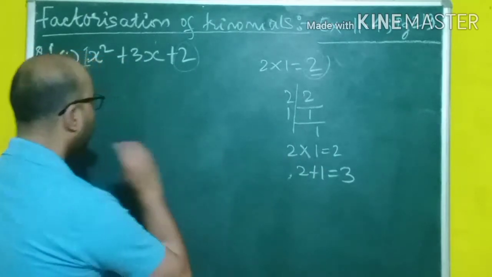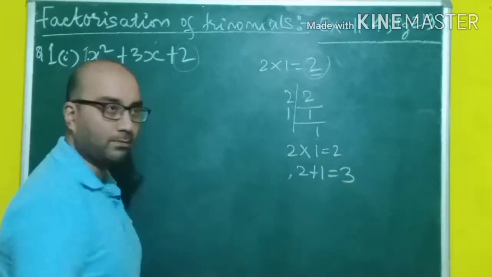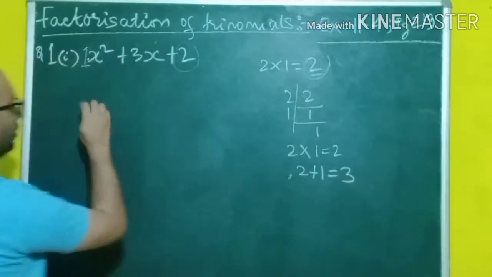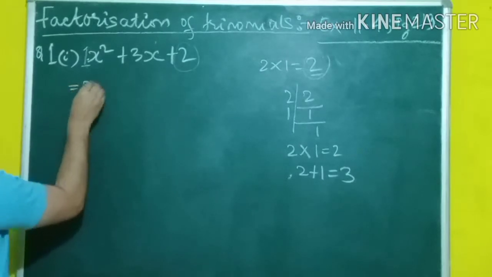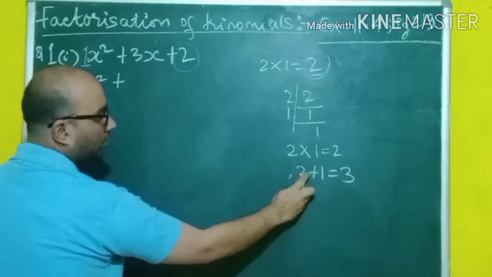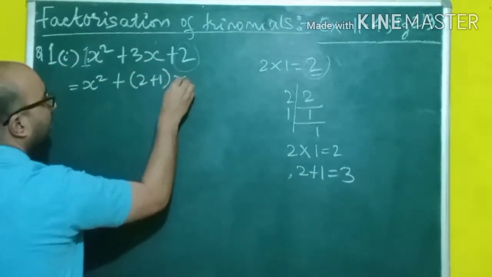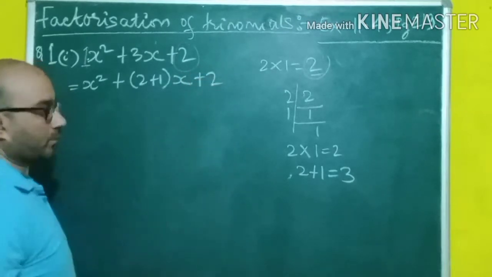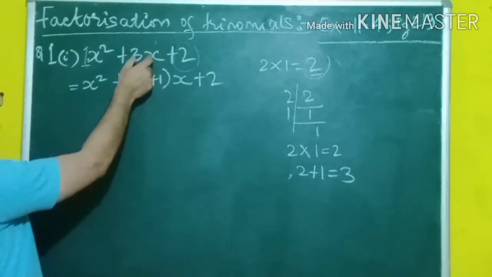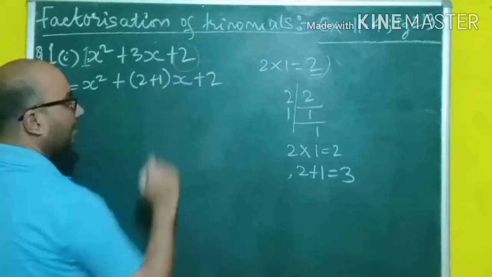Now once we have got the factors that will break the middle term, let's see how we write it here. This is equal to x squared plus, instead of the 3, we write 2 plus 1, and then the x, plus 2. So we have broken the middle term. This 3 we are writing as 2 plus 1, and then the x, and then the 2.